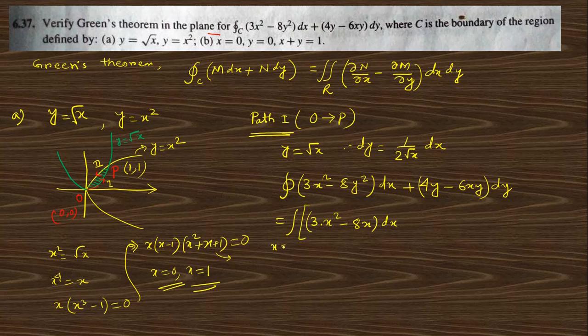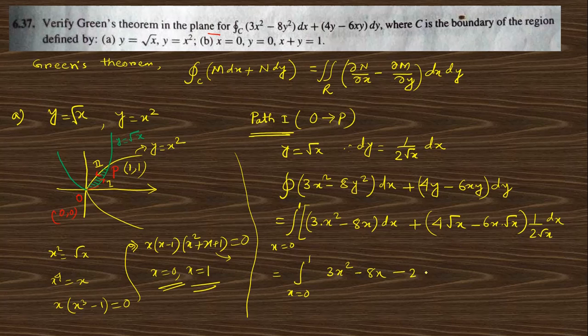The value of x is 0 to 1. And 4y is 4 root x, minus 6x, y is root x, into dy. dy is 1 by 2 root x dx. So you can write this with x from 0 to 1, the integral of 3x square minus 8x, and multiplying this out you will get minus plus 3x, dx. Is this okay?